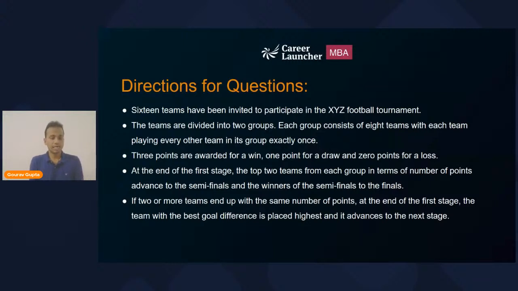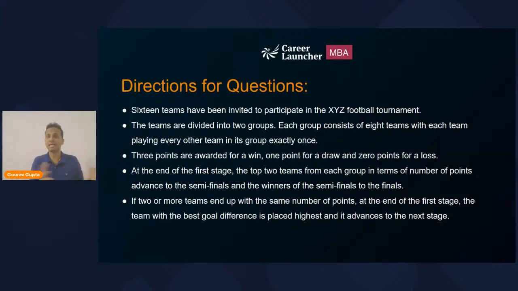Read these statements and post 'done' in the chat box once you are done reading each statement. Then I'll take you to the questions. Meanwhile, I'll read these directions with you. The directions say that 16 teams have been invited to participate in the XYZ tournament of football. In the last question, there were 16 teams only. The second point: the teams are divided into two groups. Each group consists of 8 teams, with each team playing every other team in its group exactly once.